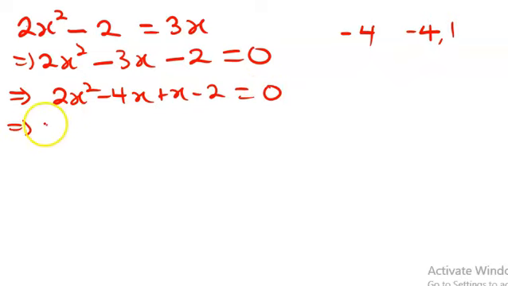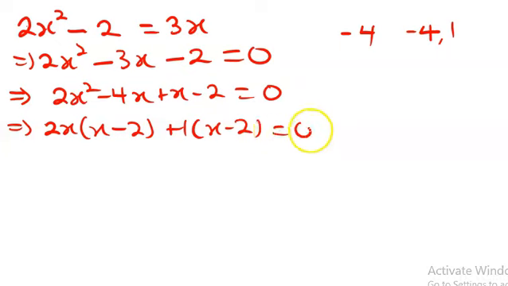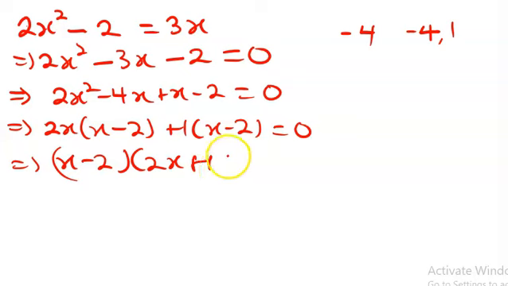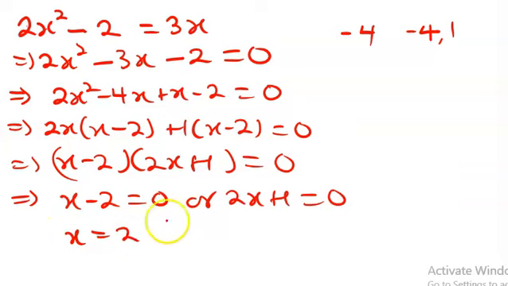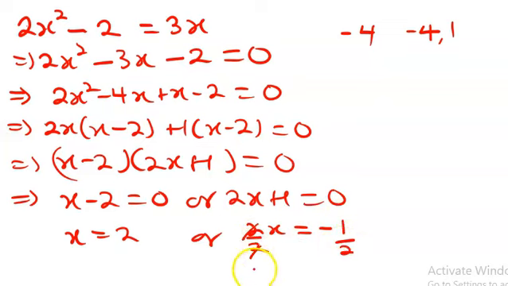And the common factor here is 2x. So 2x times x minus 2 plus 1 times x minus 2 is equal to 0. So that we have x minus 2, then 2x plus 1 equal to 0. So that x minus 2 is equal to 0, or 2x plus 1 is equal to 0. So in this case, x is equal to 2, or 2x is equal to minus 1. We divide both sides by 2, so we have x being equal to minus 1 on 2.